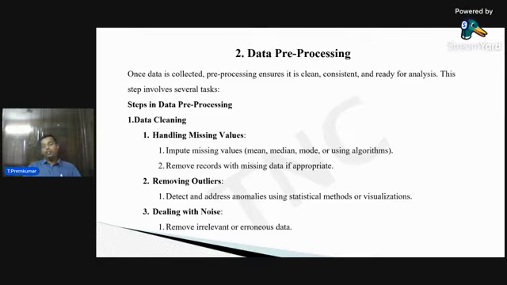In the case of data cleaning, we have handling missing values, which means replacing missing values by imputing them, like mean, median, mode, or using algorithms. Then the next one is removing records with missing data if appropriate. And we remove outliers, that is, detect and address anomalies using statistical or visualization methods. And dealing with noise removes irrelevant or erroneous data.